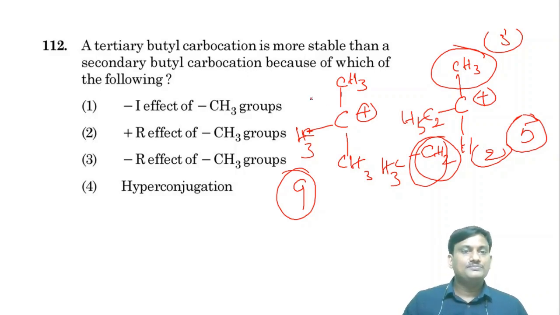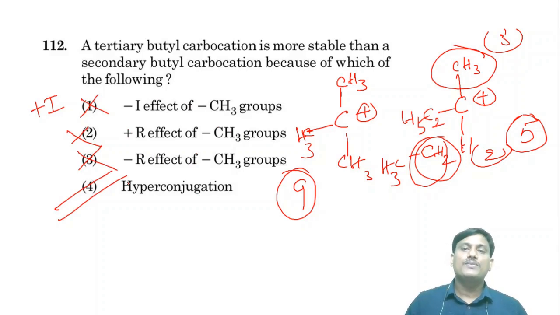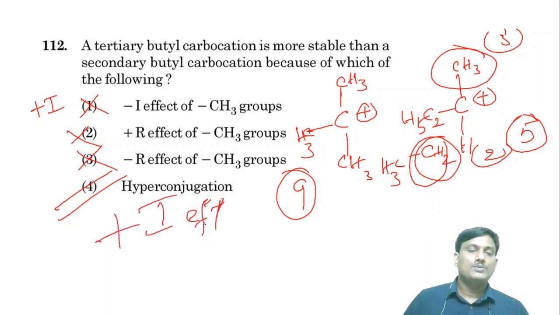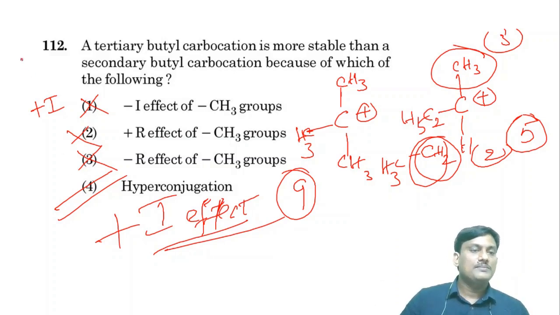What is the option? Minus I effect of the CH3 group? No, generally it is plus I effect. CH3 groups cannot exhibit resonance effect, so no minus R effect. It is due to hyperconjugation. The tertiary butyl carbocation is more stable than the secondary butyl carbocation due to hyperconjugation, or you can say plus I effect also. The more the alkyl groups, the more the plus I effect, so the more the stability. The fourth one is the correct option.